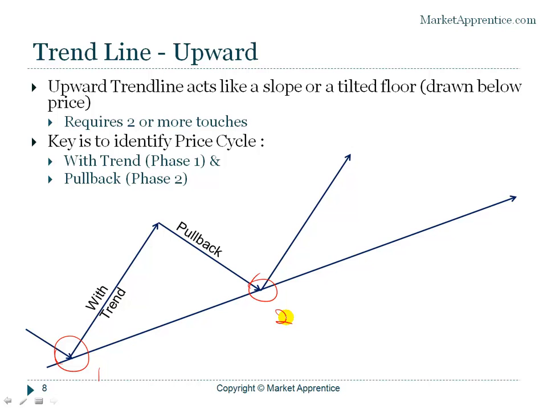Now, from this point onwards, we wait for the third pivot low. Essentially, we are looking for the end of the pullback phase and to take the trade in the start of the with trend phase. In this example, we take the trade in this area and we go long.